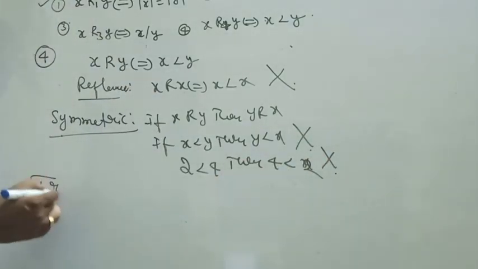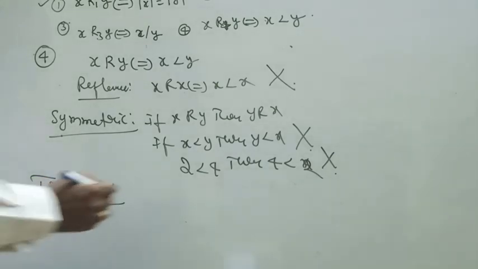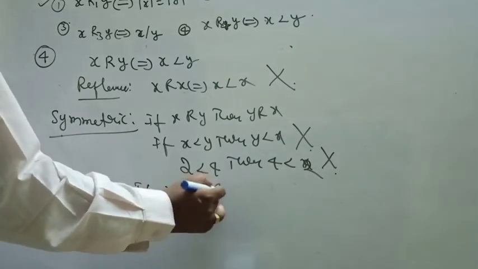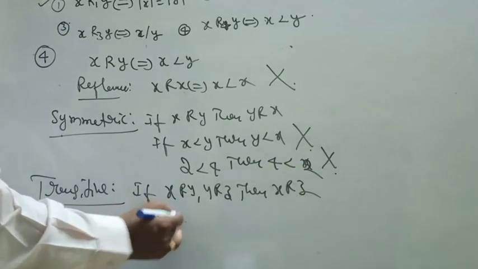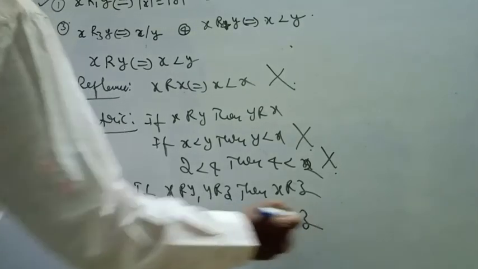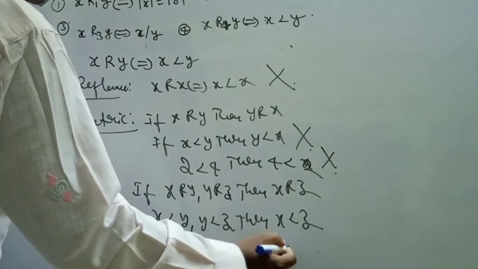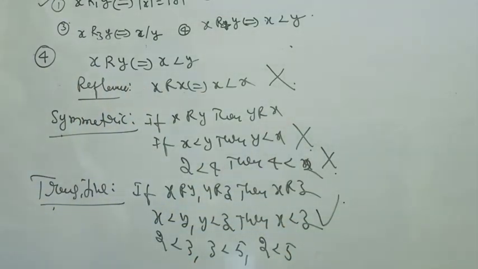Next, transitive. See how you will prove this. If X is related to Y, Y related to Z, then we should prove that X is related to Z. That means X is less than Y, Y is less than Z, then we should prove that X is less than Z. That is true. 2 is less than 3, 3 is less than 5, then 2 is less than 5. That is obviously correct. Therefore, this one is satisfying transitive, my dear students. Here it is not satisfying reflexive, it is not satisfying symmetric, and it is satisfying transitive.